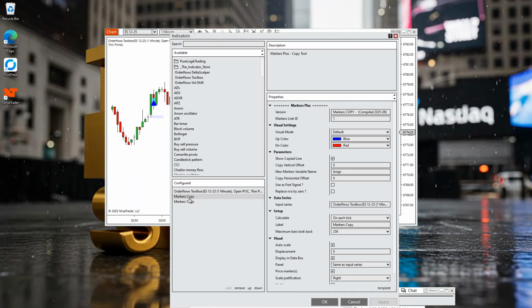So step number one, I can change the label here. Instead of markers copy, this is the longs, okay? Just for visual. The most important is the variable longs. And I am going to use this as a fast signal, okay?